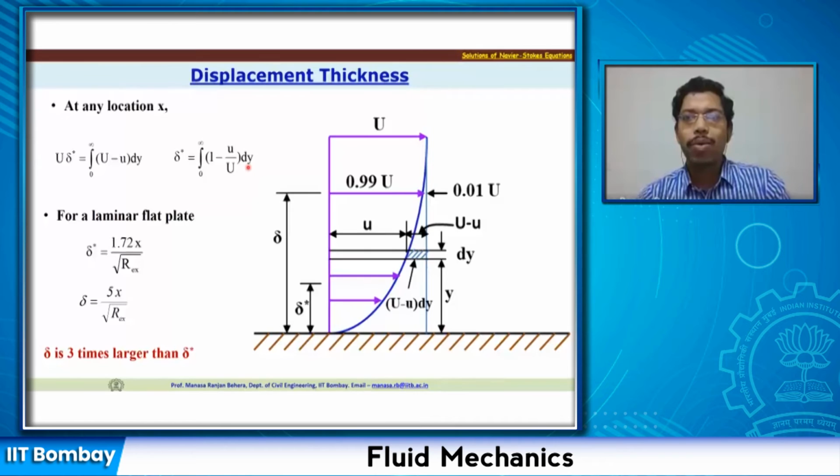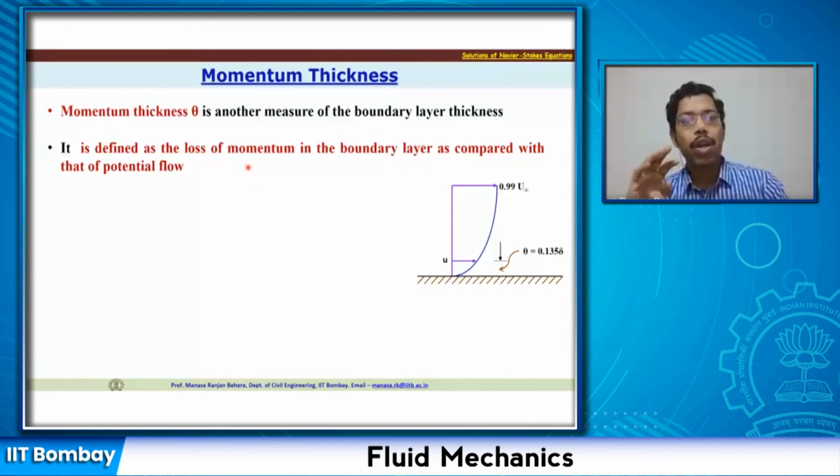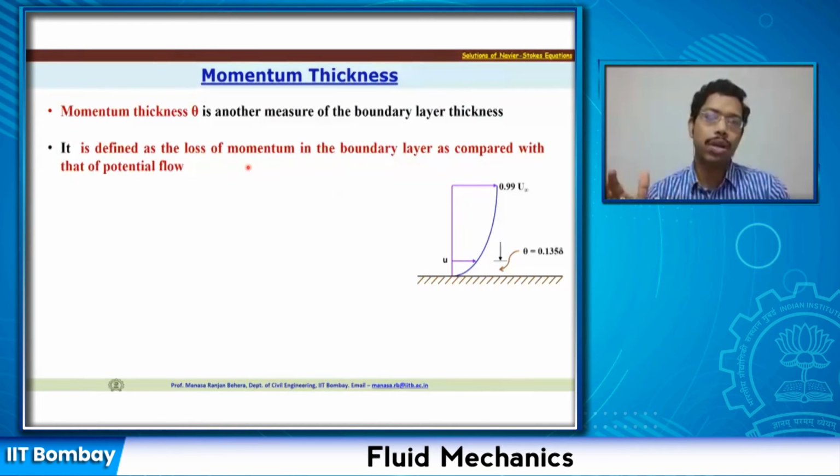Now there is another thickness term which is also used in some locations, which is called momentum thickness. Momentum thickness is denoted as theta, and is another measure of the boundary layer thickness. What is momentum thickness? It is defined as the loss of momentum instead of loss of flux, or U minus u. So we are talking about the loss of momentum in the boundary layer as compared with that of potential flow. What do you mean by potential flow? These are just to introduce new things so that you recall everything.